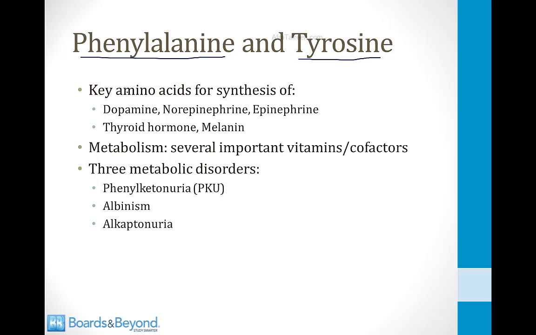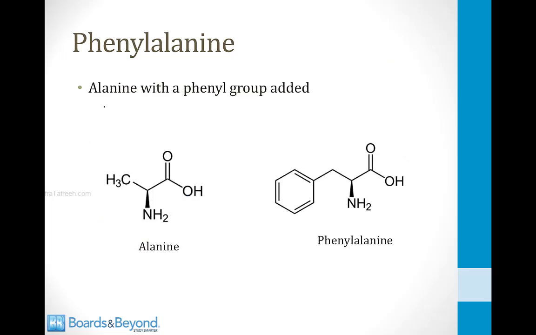These are important amino acids for the synthesis of several neurotransmitters, including dopamine, norepinephrine, and epinephrine. They're also used in the pathway by which we synthesize thyroid hormone and melanin. Their metabolism involves several important vitamins and cofactors, which we'll discuss in this module. And finally, there are three metabolic disorders that involve metabolism of phenylalanine and tyrosine, and those are phenylketonuria, albinism, and alkaptonuria.